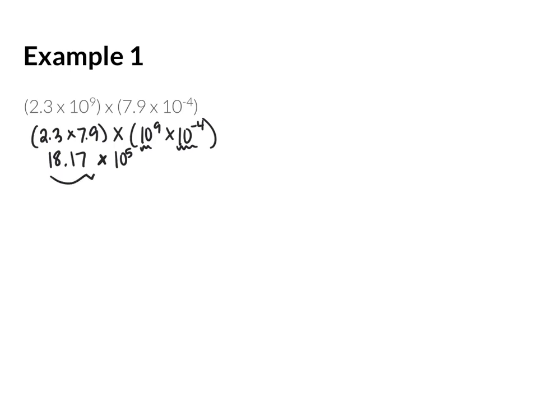This would be our final answer, but our first number can only have one digit ahead of the decimal. So the decimal needs to move one place to the left, making this, instead of 10 to the fifth, 10 to the sixth. My final answer gives me 1 and 817 thousandths times 10 to the sixth.